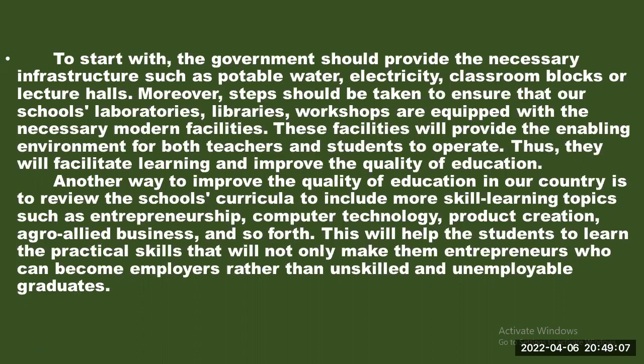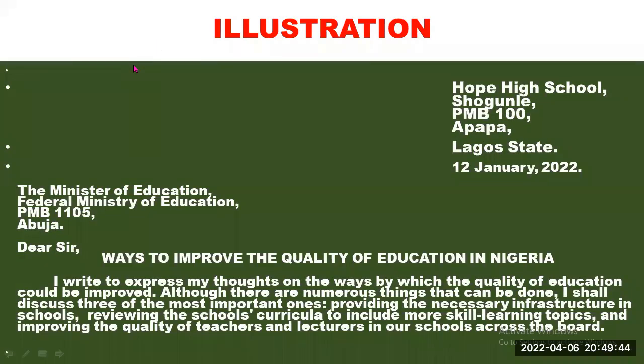To start with, the government should provide the necessary infrastructure such as potable water, electricity, classroom blocks, or lecture halls. So you are saying that this is the first way to improve the quality of education. Now, having stated your topic sentence, other sentences in this paragraph will be to support what I have already said or to explain it in greater detail.